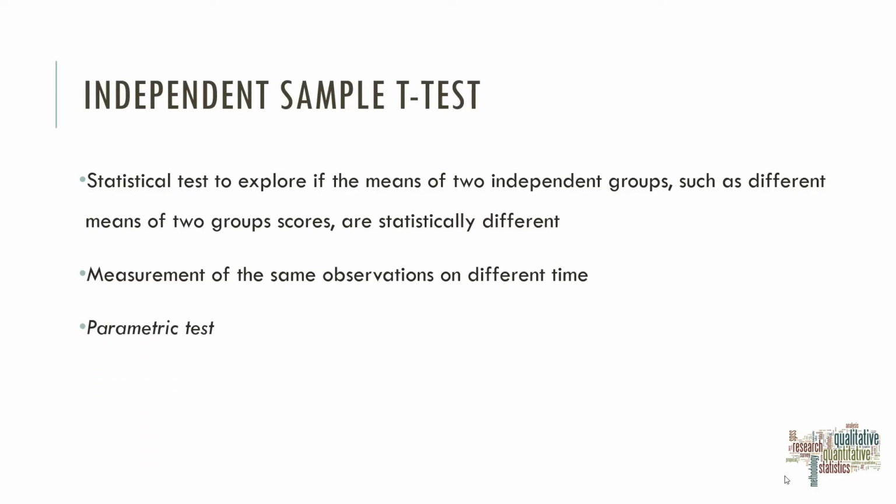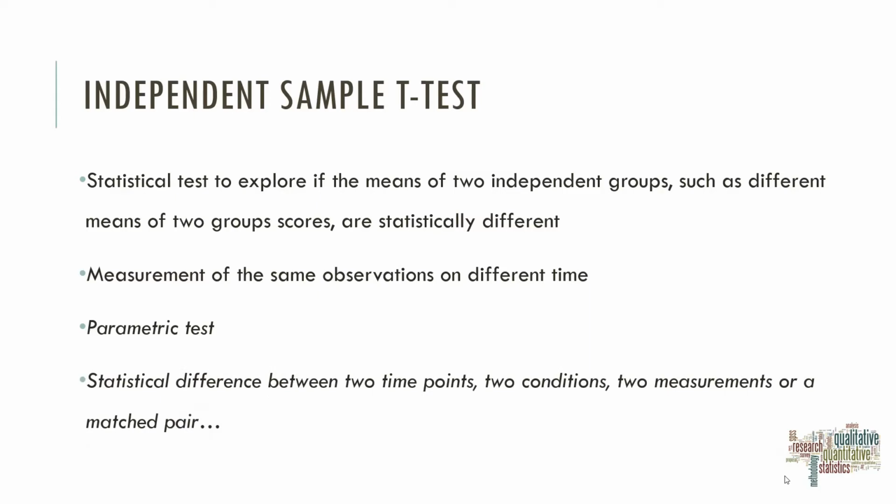So, it is a parametric test. And really what we want to know is if there is a statistical difference between 2 points, 2 conditions, 2 measurements or a matched pair which is not the same observations, okay? What we want to know is the difference between 2 means which belongs to different conditions, and these conditions are not in the same sample, okay? That's why the test is called independent sample t-test.